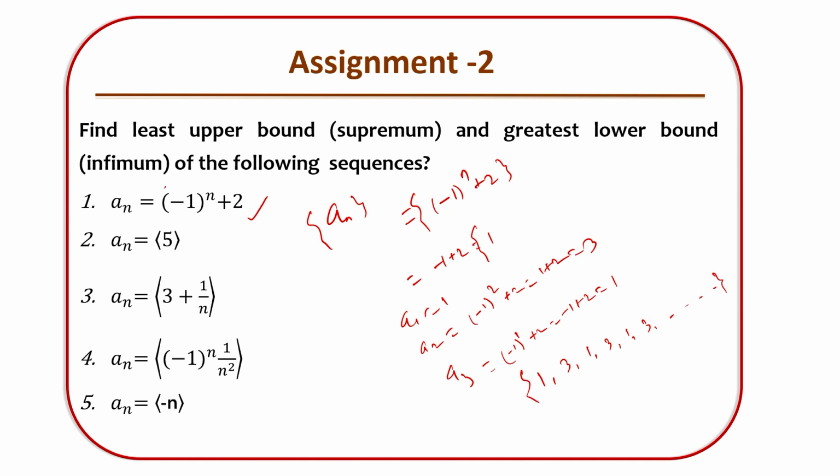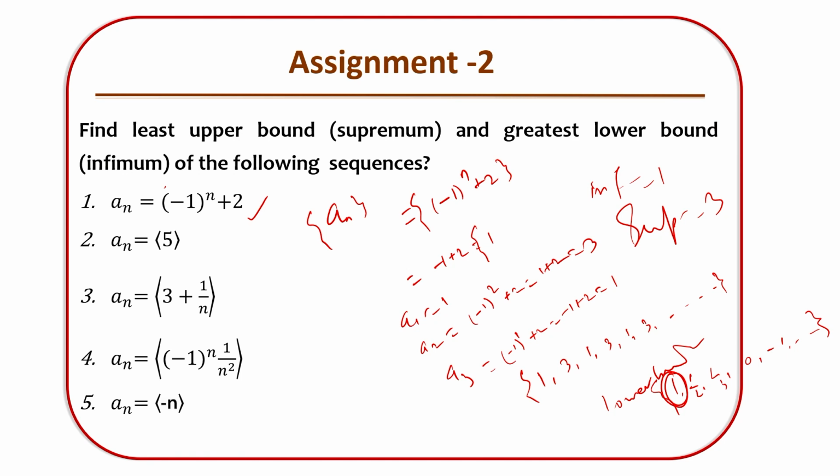So what will be the lower bounds? Lower bounds are 1, and any number which is less than 1, so 1 by 2, 1 by 3, 0, minus 1, minus 2 and so on. These are the lower bounds. What will be the greatest lower bound among these? 1 is the greatest lower bound. So the infimum is 1. And similarly, what is the supremum? The supremum is 3, right? So sometimes it is easy to find the infimum and supremum by expanding the sequence itself.